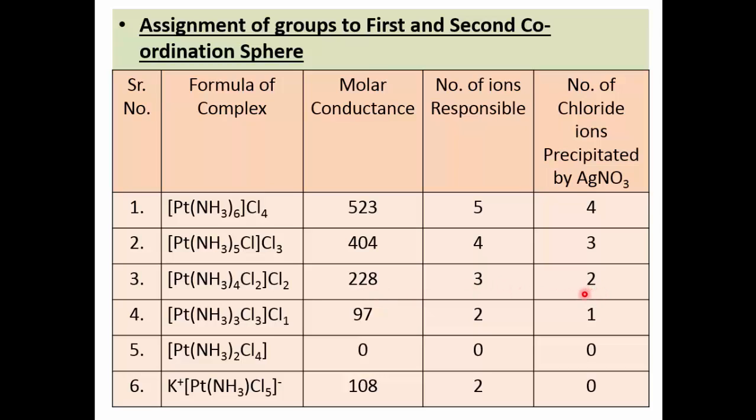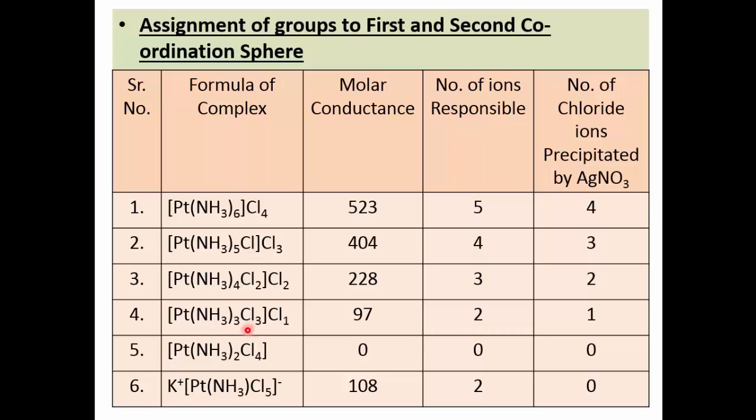2 chloride ions are present outside the square bracket. That means they act as primary valencies. They are ionizable and precipitated by AgNO3. Therefore, these 2 chloride ions are present in the second coordination sphere, while platinum, ammonia and the other 2 chloride ions are present in the first coordination sphere.